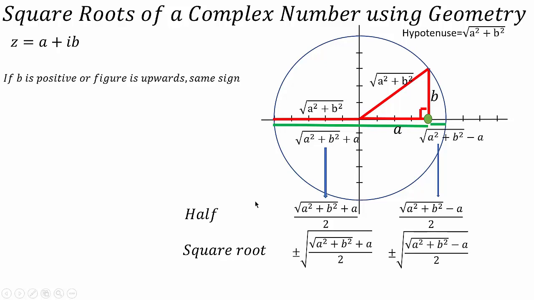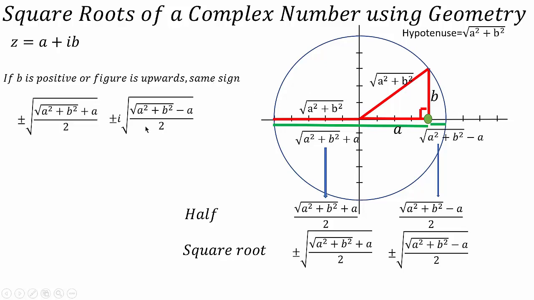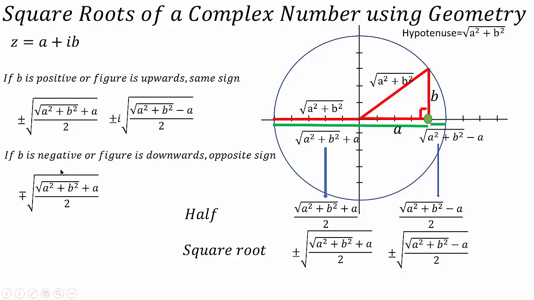Then to look at the sign we can just use a simple idea: if b is positive, or if the drawing is formed in the upper portion of this axis, then we will have the same sign. That means both of them will be written as plus minus and plus minus. And if b is negative, or if this figure forms downwards, then we will take the opposite sign. Taking the opposite sign means we just change the plus or minus symbol to minus and plus, and these will be the two roots of the equation.